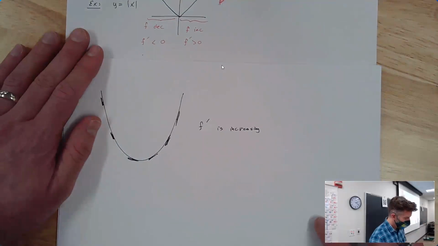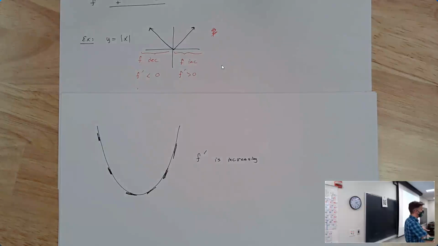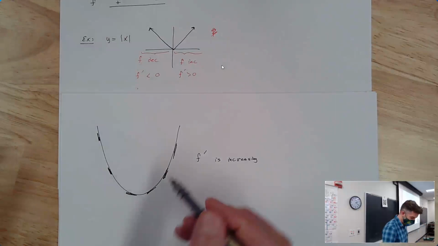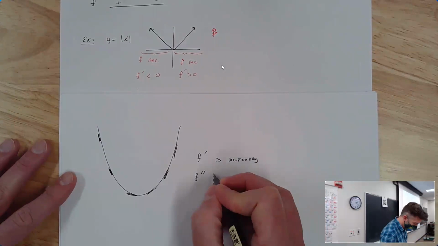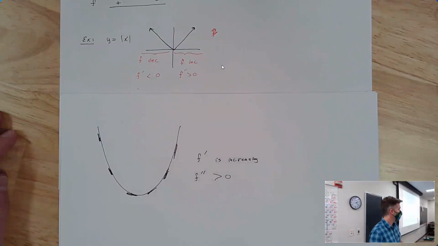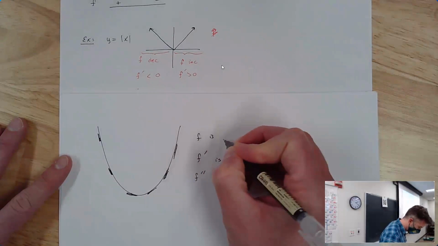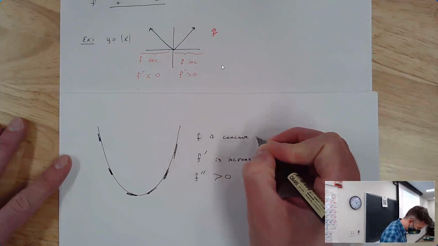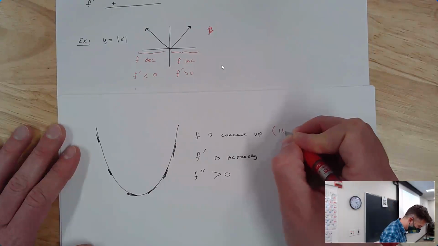Okay, now here's how I want to look back. If something is increasing, its rate of change is positive. I'm going to say that again, but with different words. If something is increasing, its derivative is positive. And then, of course, this is concave up, like a cup.